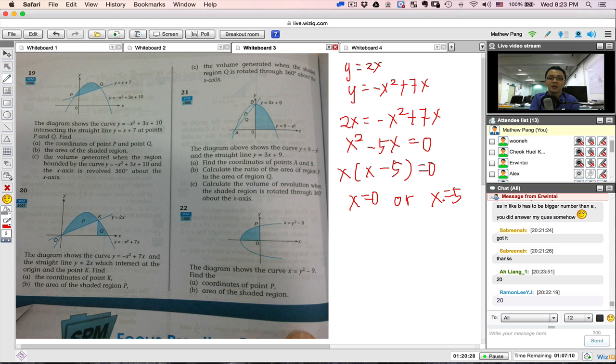Okay, so that's why they say they intersect at 2 points. At this point, x is 0. Obviously, at this one x is equal to 5. So I find the y using y equals 2x, right?